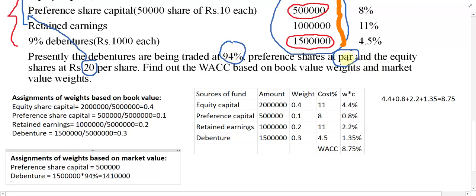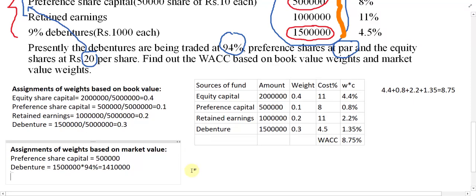So whatever is mentioned in the case of preference, if it is mentioned at par or at 100, it means market and book are the same. If it is less than 100, in the market it is at discount. If it is more than 100, in the market it is at premium. So that is regarding the debenture.